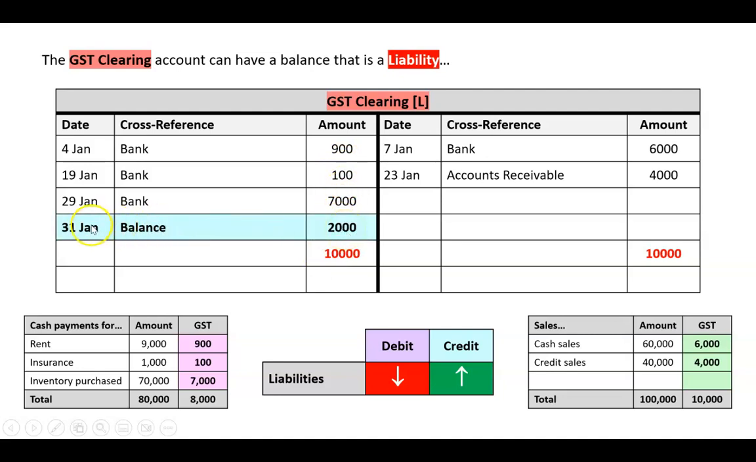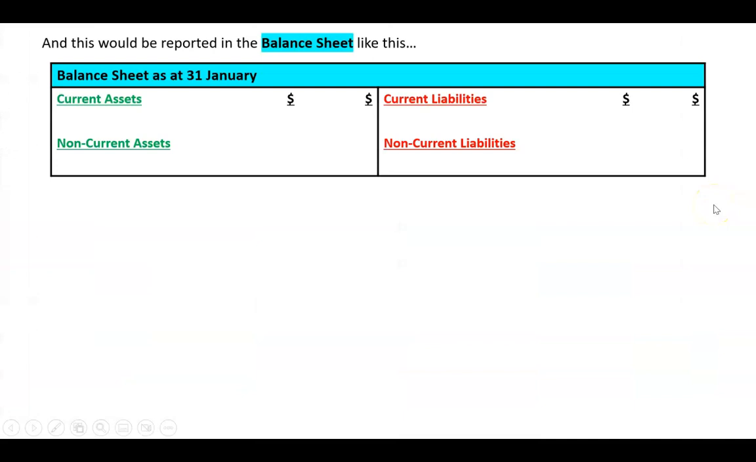And we'll put the word balance and say at the end of January, that's the balance that we need, and then we carry that down for the first day of the next period. So on the 1st of February, the GST clearing account would have a credit balance. And that's what makes it a liability, because liabilities have credit balances. So what does that mean? Well, that means that when we go into our balance sheet, that's going to pop up here as a current liability called GST clearing for 2,000.